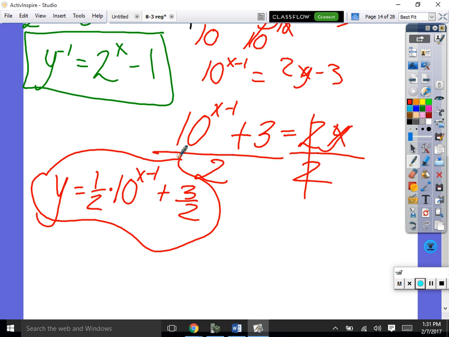So wouldn't this be a shift of right 1, up 3/2? Compression of 1/2. Just if we were going to go that far. You could do x plus 1. What do you mean, Prim?